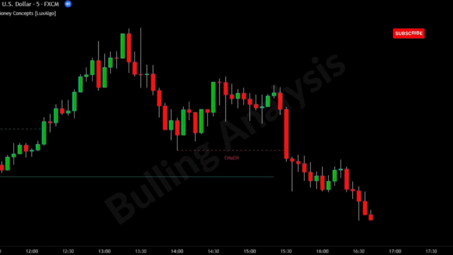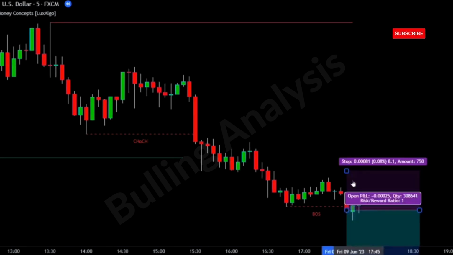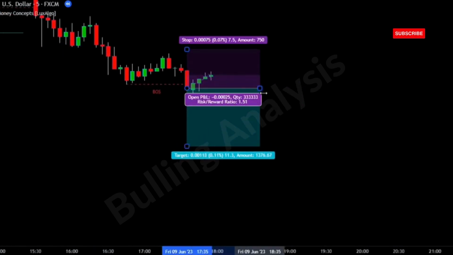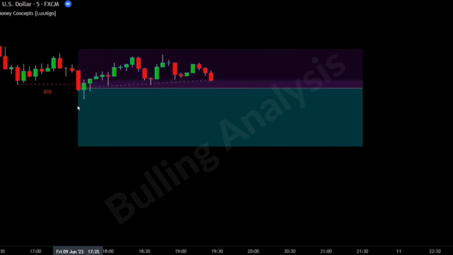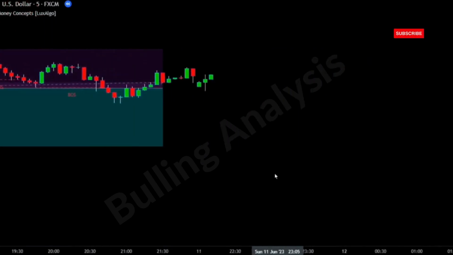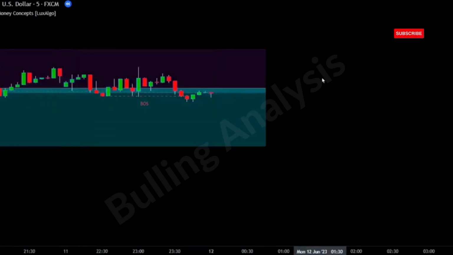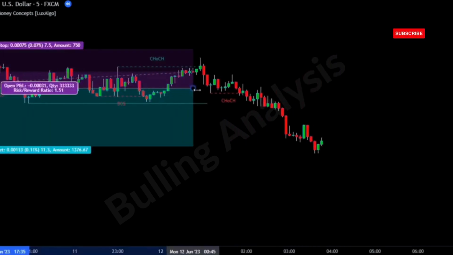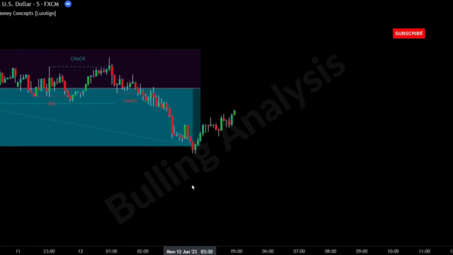The reason we avoid taking trades at a change of character is that they're quite early entries. We prefer trade continuations with break of structure signals, as they tend to be more reliable. I personally backtested this indicator along with other tools, and it gave me a win ratio of over 75%. So I highly recommend giving it a try.